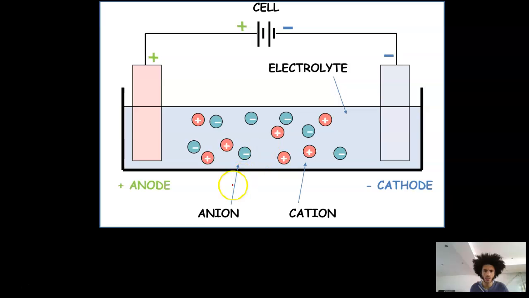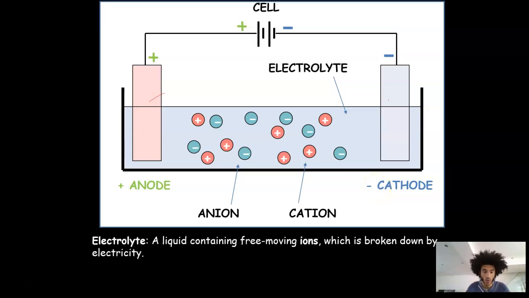The electrolyte is basically composed of anions and cations. Now, these two electrodes have charges and names, okay? This is the anode, which is positive, and this is the cathode, which is negative. Just to cover some of those basics again, the electrolyte, which is that liquid, contains free-moving ions, and they're broken down by electricity.